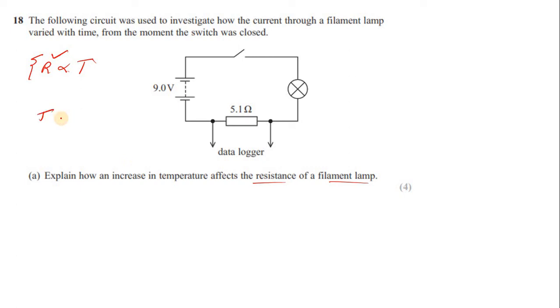So temperature increases, collisions increase, these are the key. Due to the increase in collisions, the amount of current is decreased. So that means resistance has increased. So this flow can help you to understand how to write all the points.